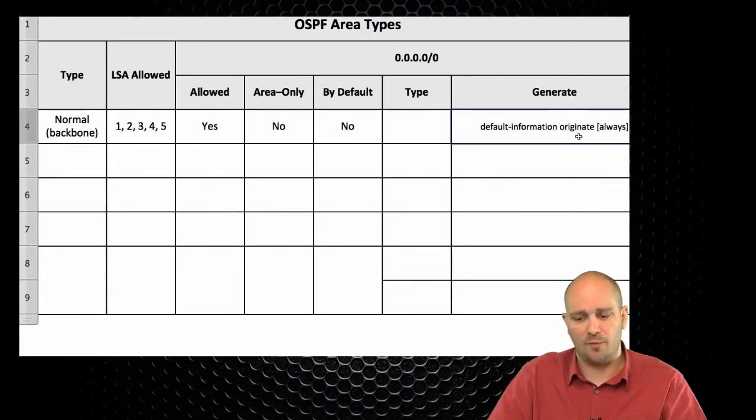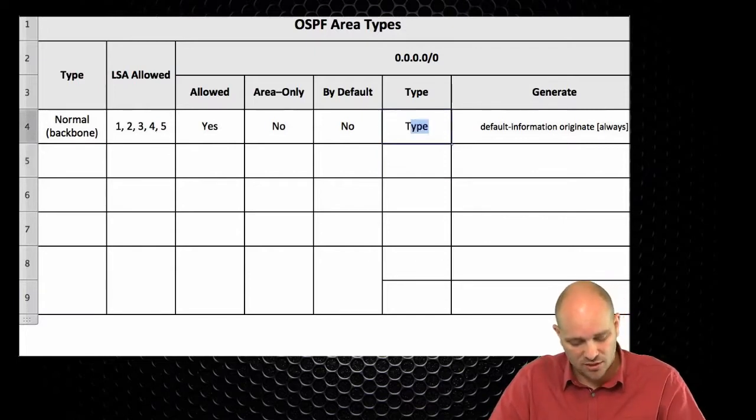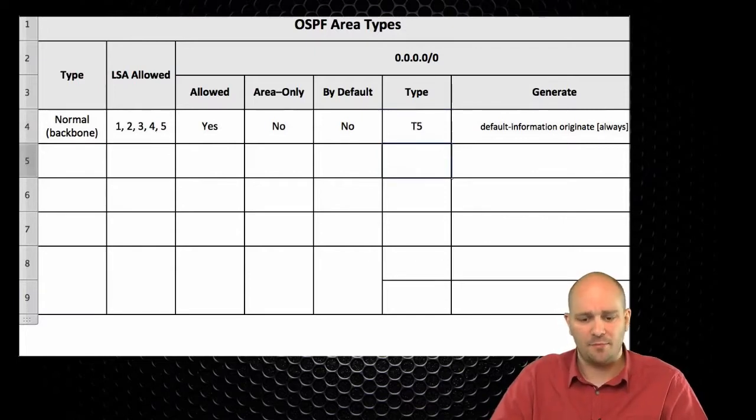When you use default-information originate always, OSPF will generate the default route and it will be inserted as type 5 LSA. So let me just put type 5 here.